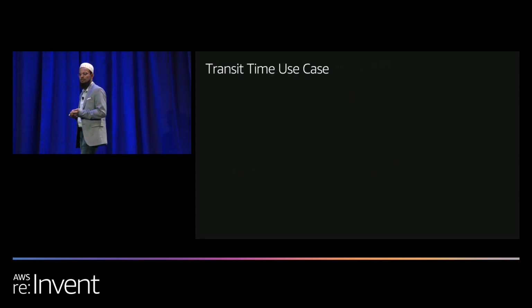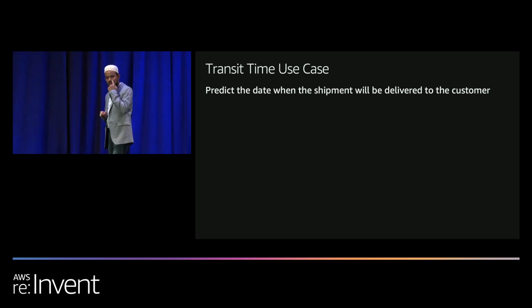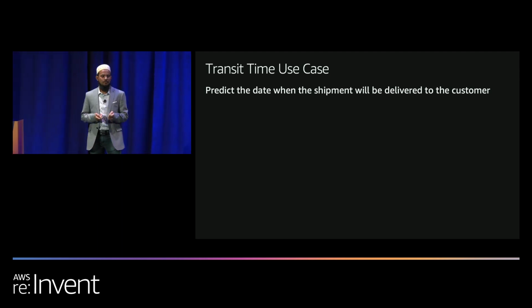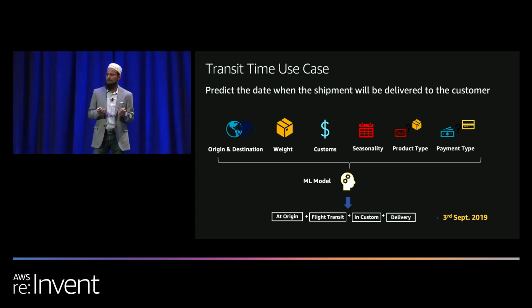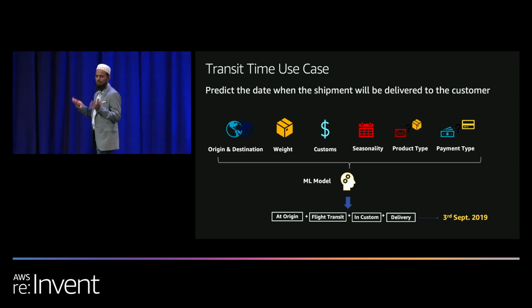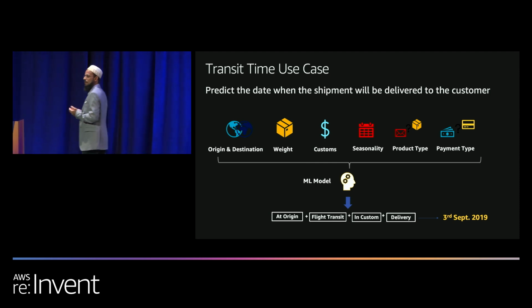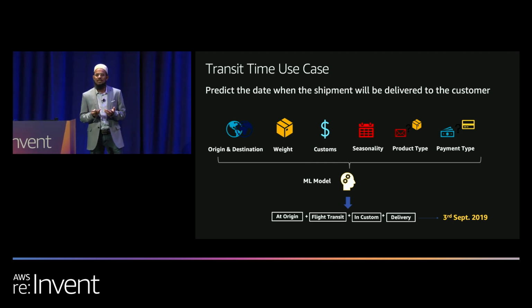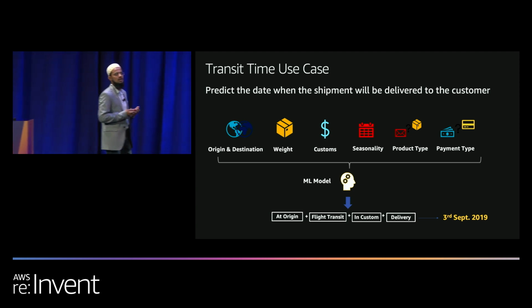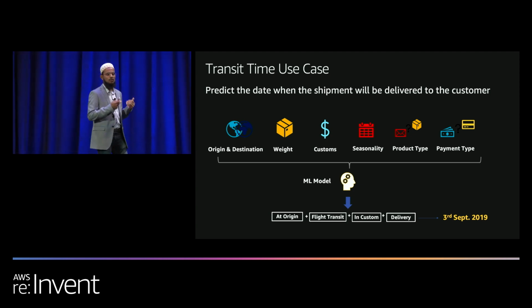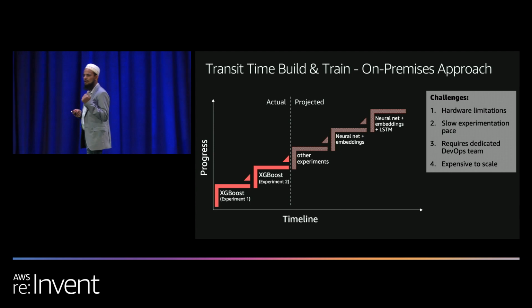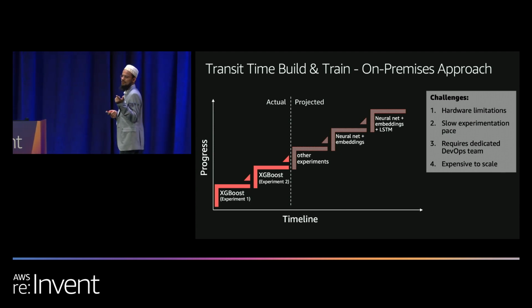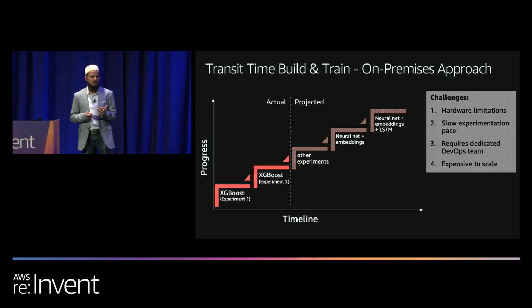So let's see the transit time use case. Here, we are trying to predict when a shipment will reach the customer. There are various factors which affect transit time, namely origin, destination, city, and country, weight of the shipment, size of the shipment, product type, and payment type, like is it cash on delivery, and so on. Eventually, we use all of these factors to predict when the shipment will reach the customer. I will talk about 3 phases: build and train, deploy, and scaling of the models.